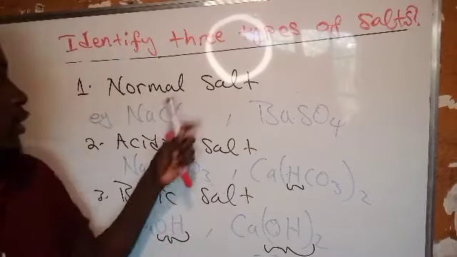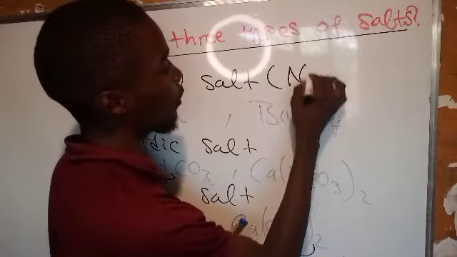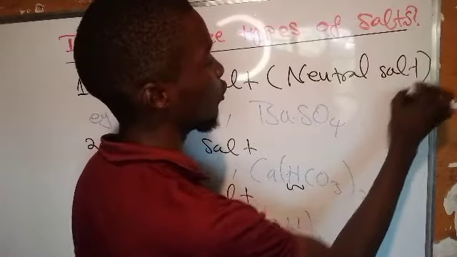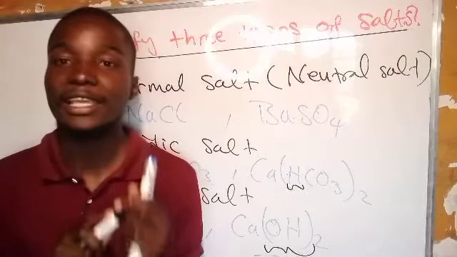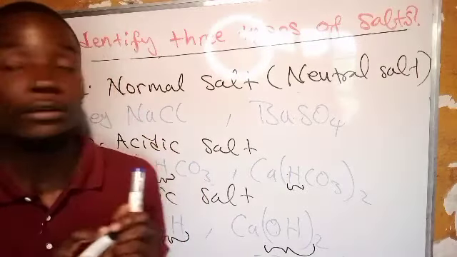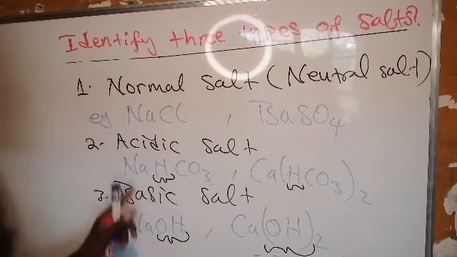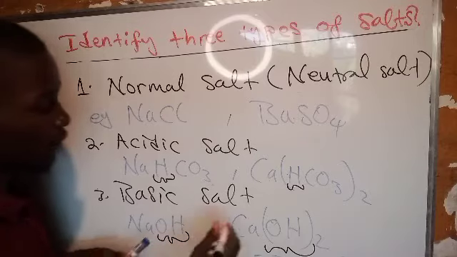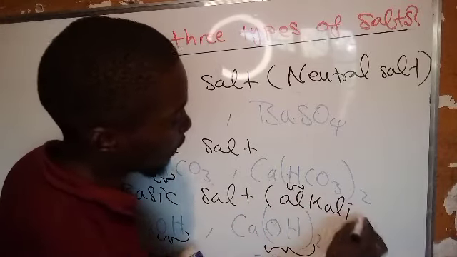Okay, so a normal salt is also known as a neutral salt. It is called a neutral salt because it is formed when a strong acid reacts with a strong base or a strong alkaline. Then the other name for basic salt is the alkali salt.